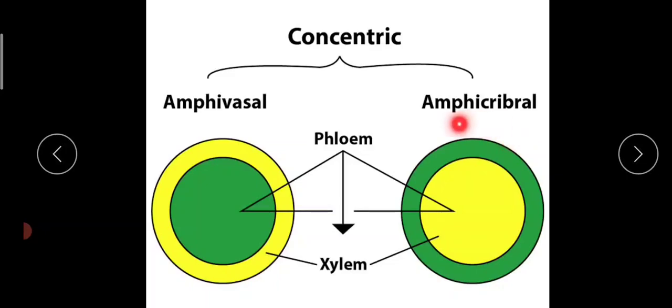And the second type is amphicribal arrangement. In amphicribal arrangement, xylem will be in the center and xylem is surrounded by phloem. This type of arrangement is known as amphicribal arrangement. To recap, the first one is amphivassal, wherein phloem is on the inner side, surrounded by xylem. In amphicribal, it is xylem surrounded by phloem.